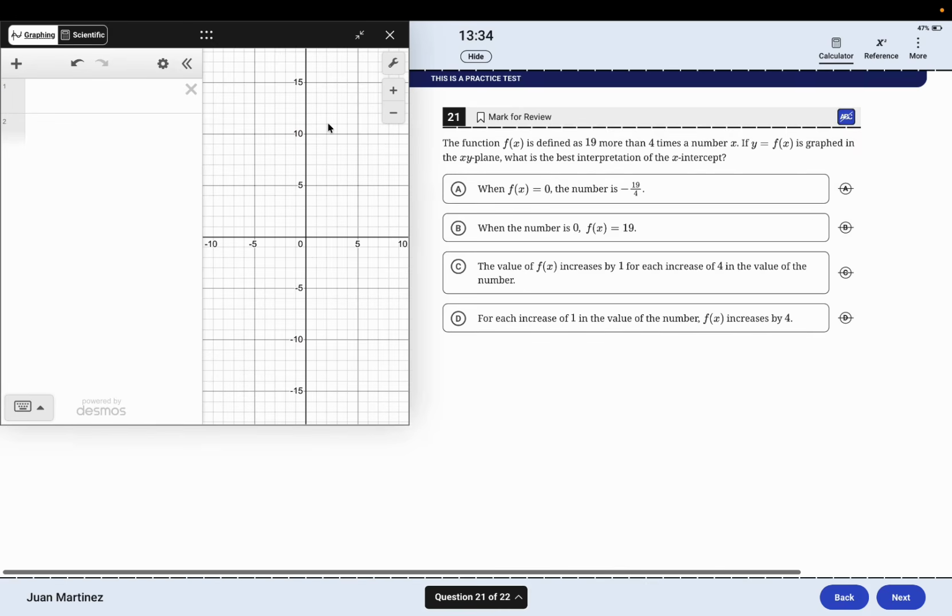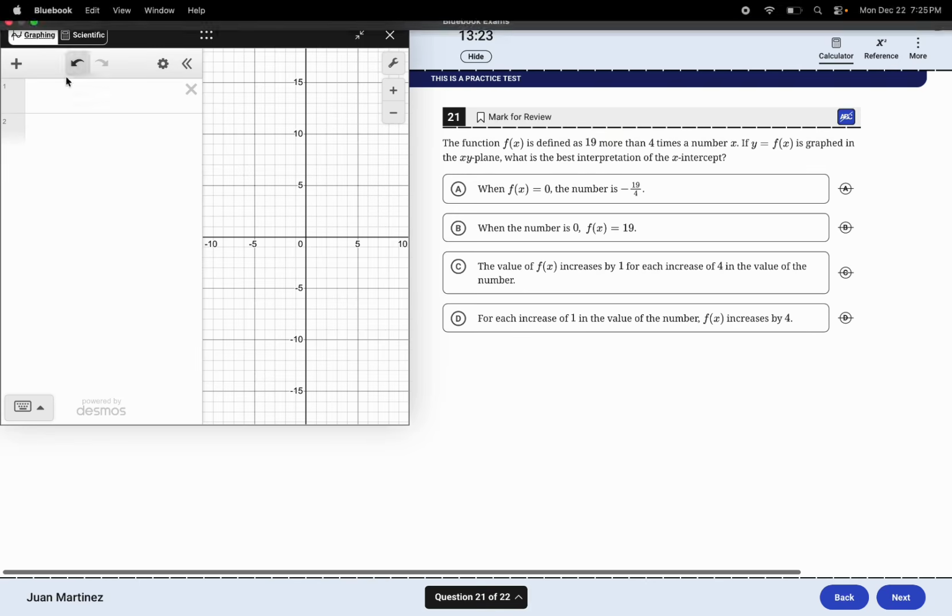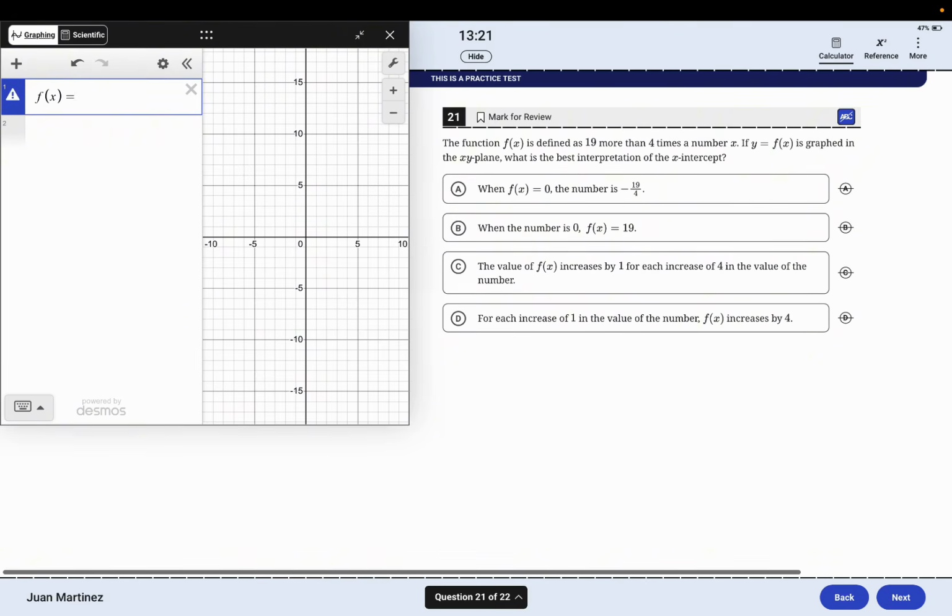The function f of x is defined as 19 more than 4 times a number x. If the function is graphed in the xy plane, what is the best interpretation of the x-intercept? Okay, so the function is 19 more than 4x, right? 4 times a number, 19 more than that, so 19 plus, or you can think of it as 4x plus 19, so 19 more than 4 times x.